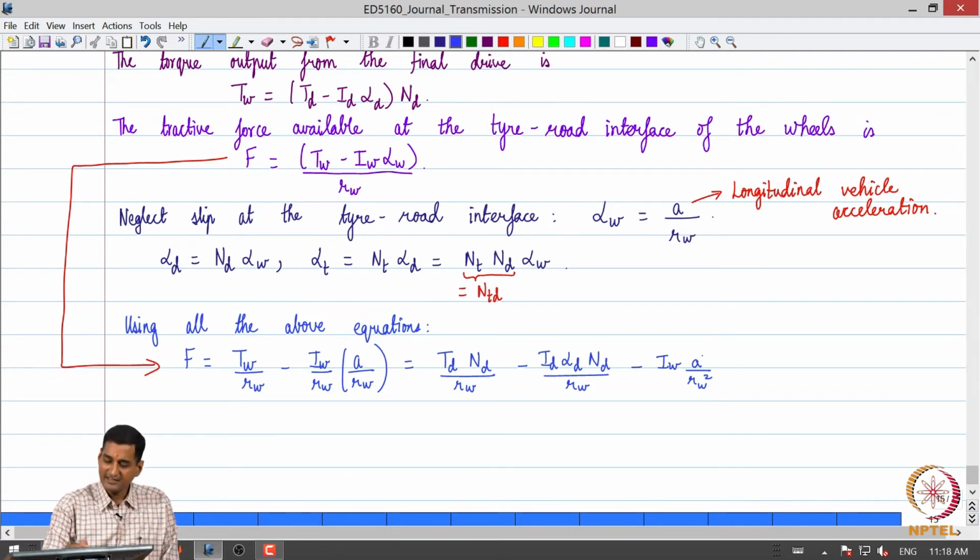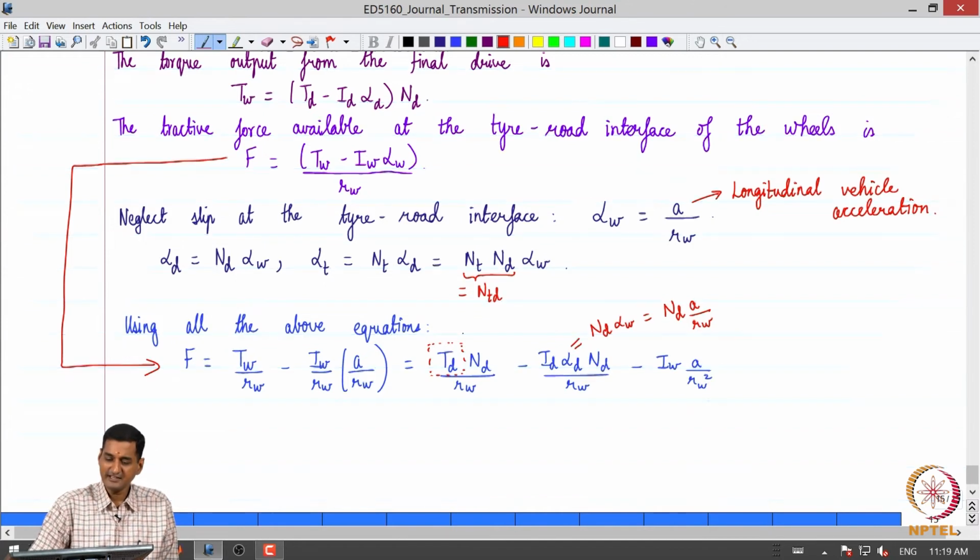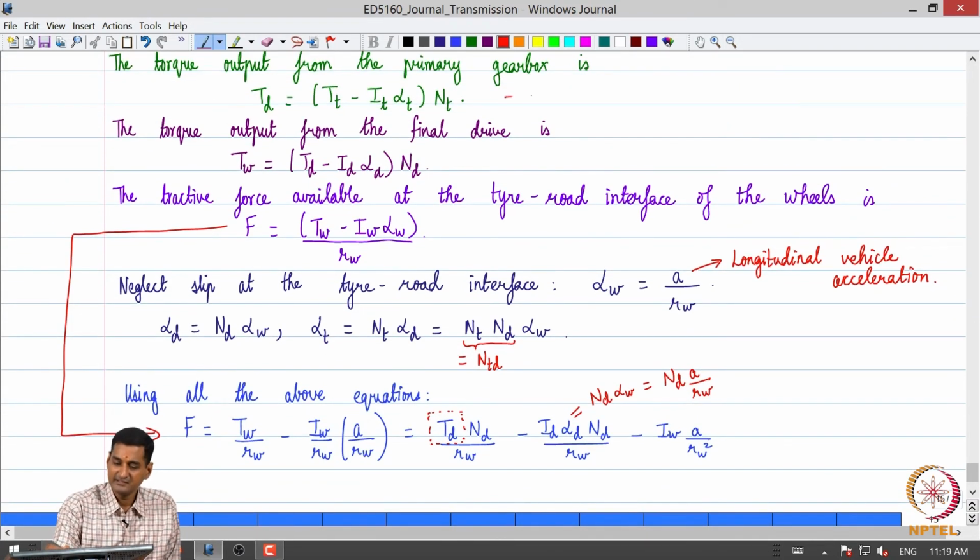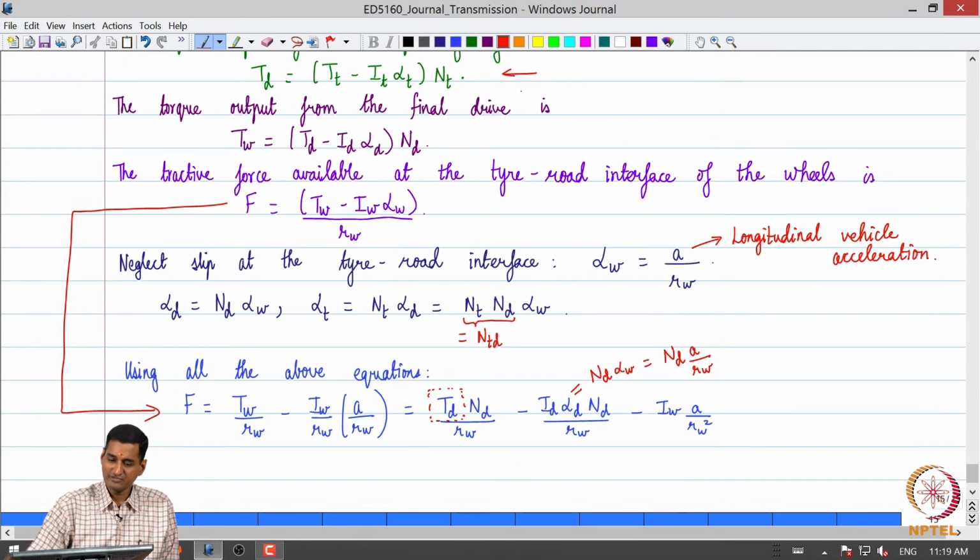Now, what is alpha d? I am writing here, alpha d is nothing but Nd times alpha w, and that is nothing but Nd times A divided by Rw, right. So, that is a substitution we will make. Then what do we do? We go and substitute for Td. From which equation can I substitute for Td? Here, right. We already have an equation for Td. So, let us go ahead and substitute for Td.